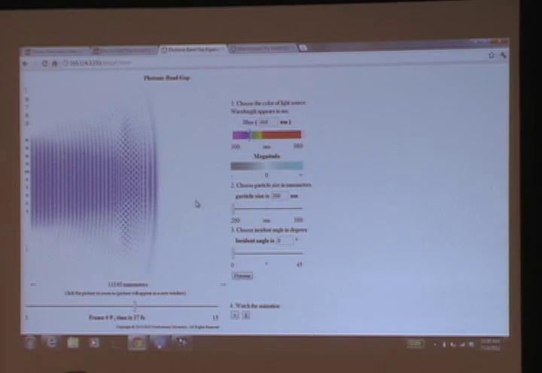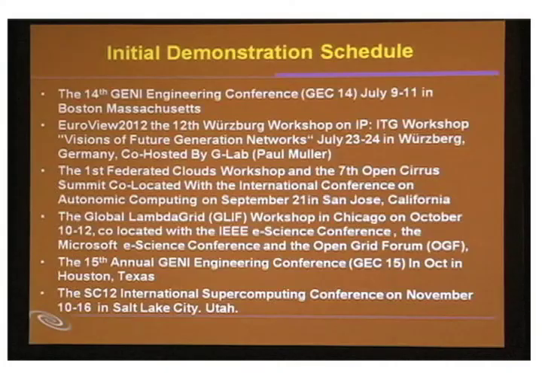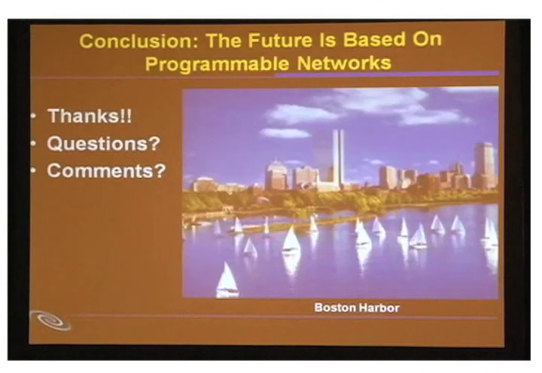Yeah, so as we said earlier, we're going to demonstrate this at a variety of different events. We'll be over there at EuroView with Paul Mueller in 2 weeks, and then we're also going to showcase this at the Federated Clouds Workshop in San Jose, at the GLIF Workshop in Chicago in October, and GENI in Houston, Supercomputing, and a number of other events. Aki said he has an event in Tokyo that he may want to show this at.